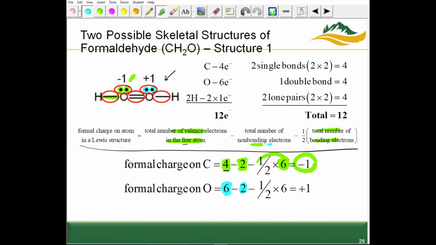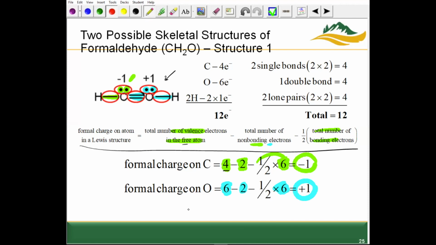Let me erase this so I can show it for oxygen. 1, 2, 3, 4, 5, 6. So 1/2 again times 6. 6 minus 2 is 4, minus 3, now that's +1 for oxygen.